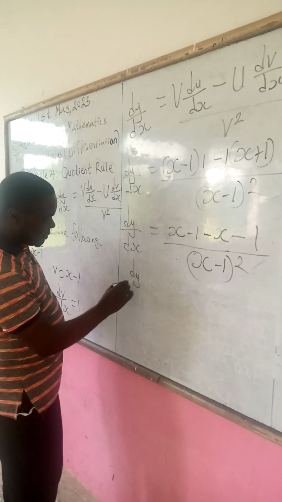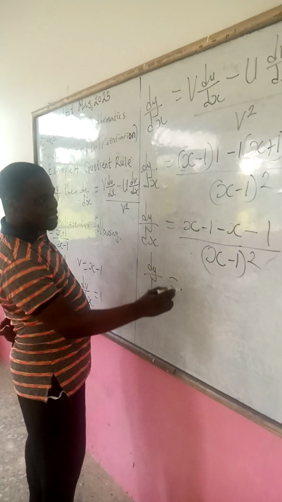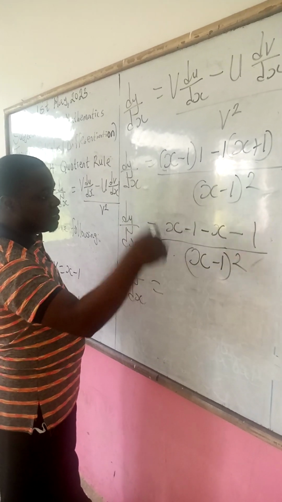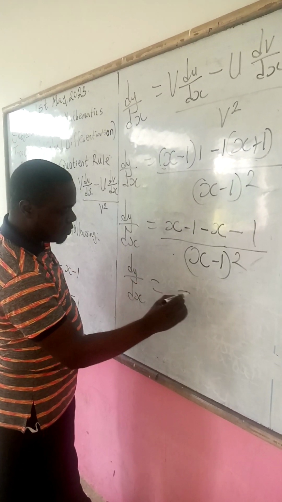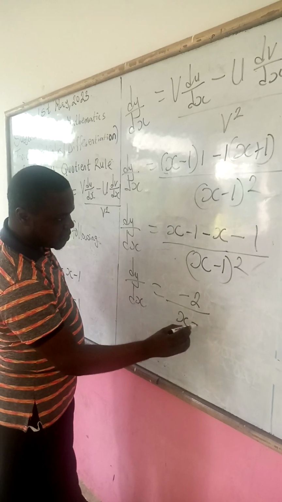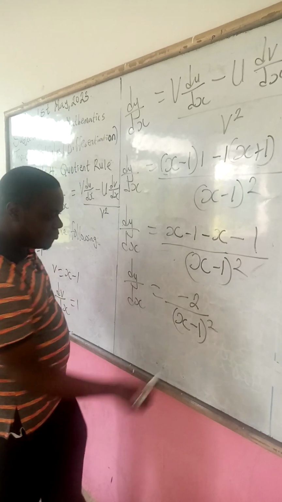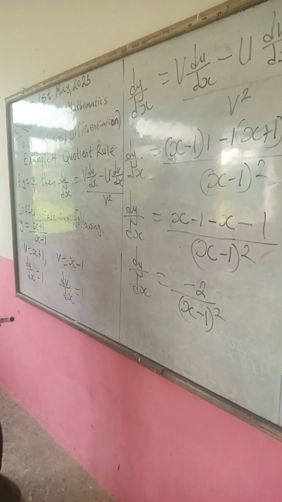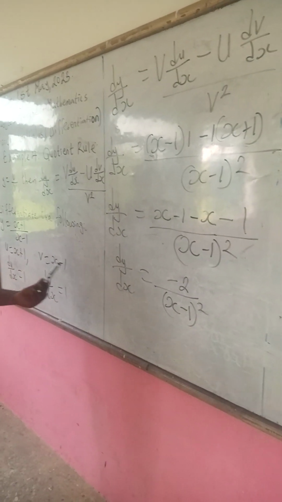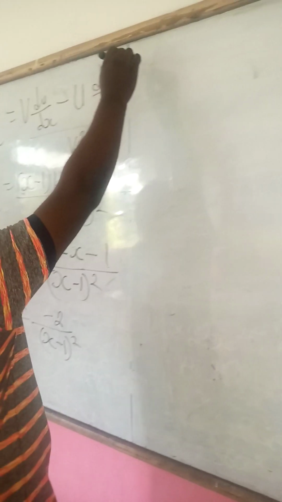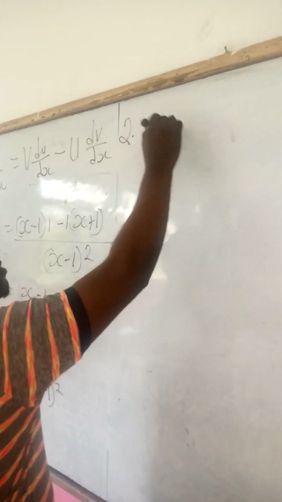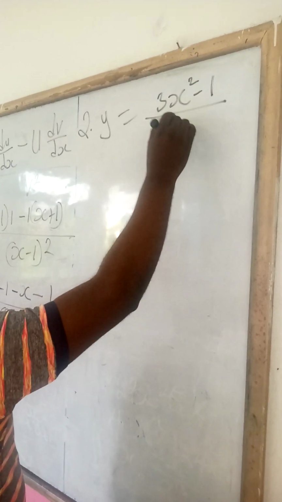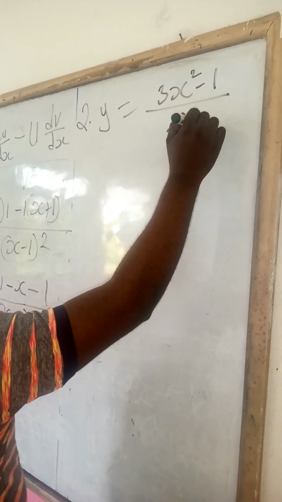So my dy/dx is x minus x, which will give you 0 definitely, isn't it? This x is out. Minus 1 minus 1 will give you minus 2 all over x minus 1 squared. So this is my dy/dx. Everybody can see that it is very simple. But let's solve another one. Let my number 2 be here. If y equals 3x squared minus 1 all over 4x minus 3.